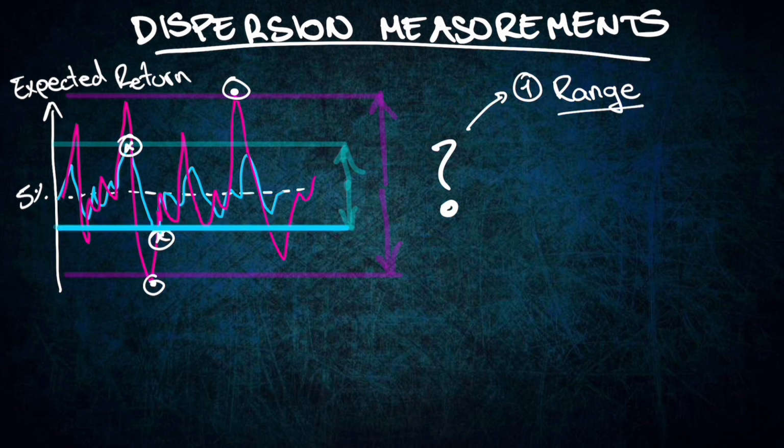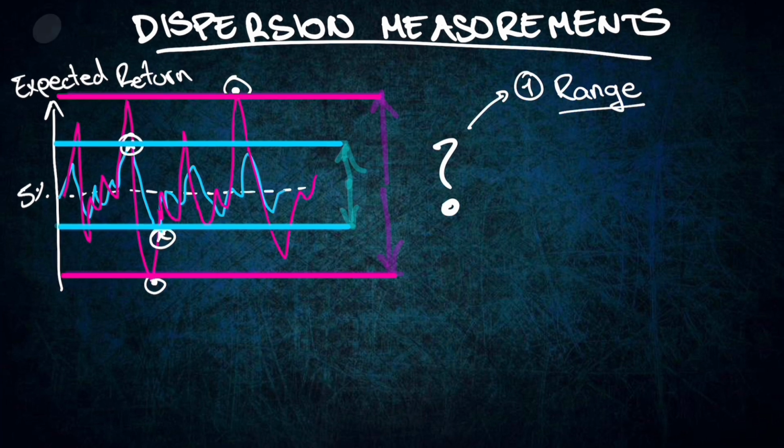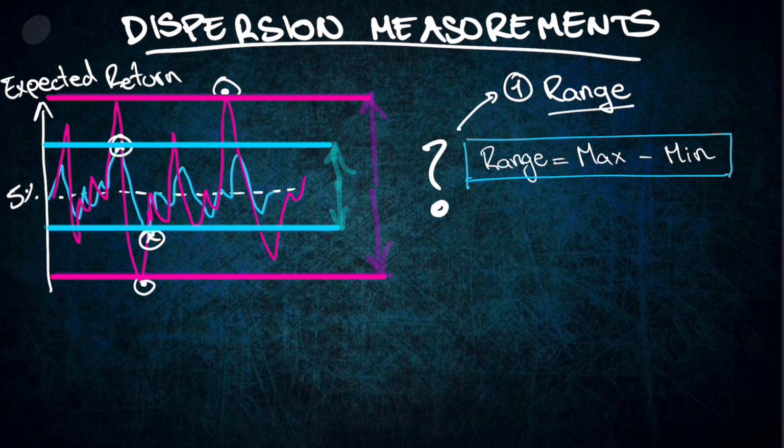By extending both lines, we can draw the entire range across the series. It is clear to see that the pink range is greater than the blue one. We quantify the range as the difference between the maximum and minimum values. The next measurement is called standard deviation.